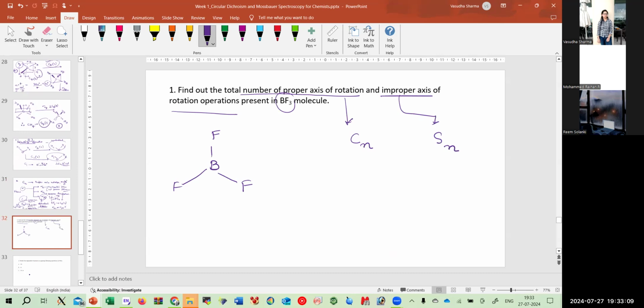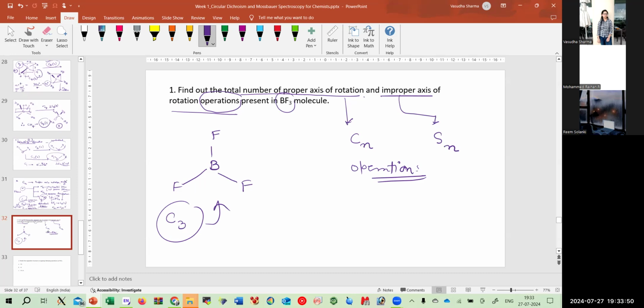Now the question says, find the total number of proper axis of rotation as well as improper axis of rotation operations. So you need to talk about their operations. How many times can that particular operation be made? One time, two times, how many times? That total number we need to find. Say, for example, we know that C3 exists in BF3 because after a rotation of 120 degrees, it gives an identical molecule. But how many times can I do C3? Say, three times.